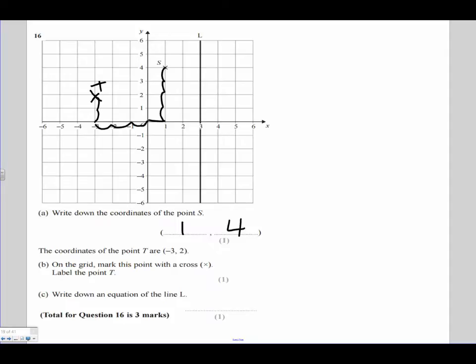Write down an equation for the line L. So this is our line L going vertically through the number 3. So when we have a vertical line, it means x has a value, and the value is 3. So anywhere on that line, x has a value of 3.